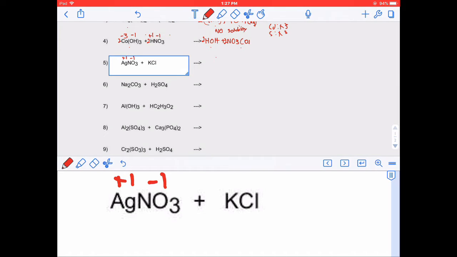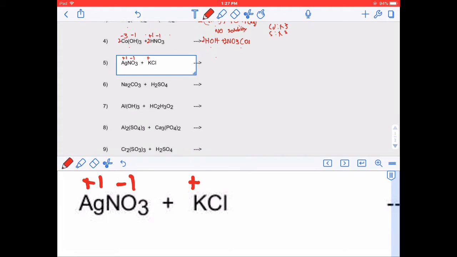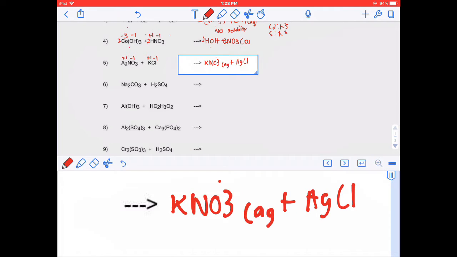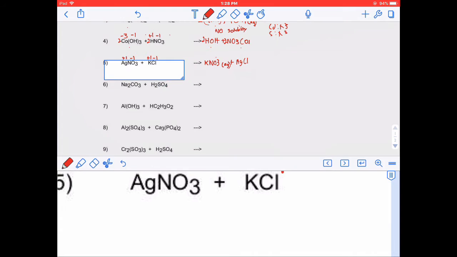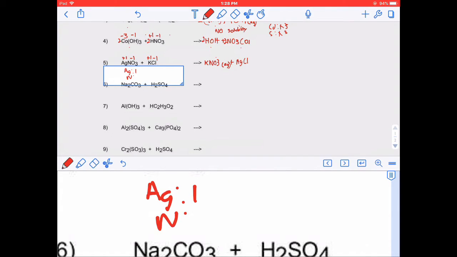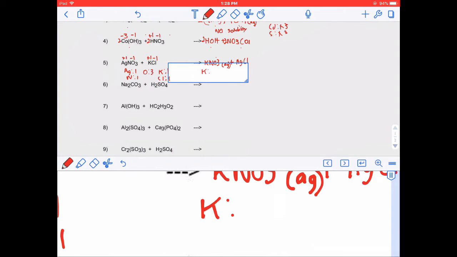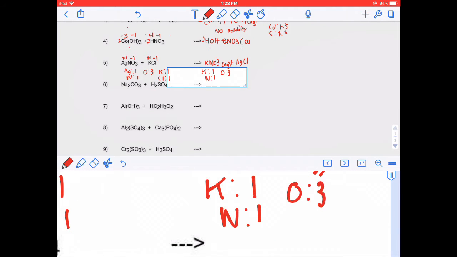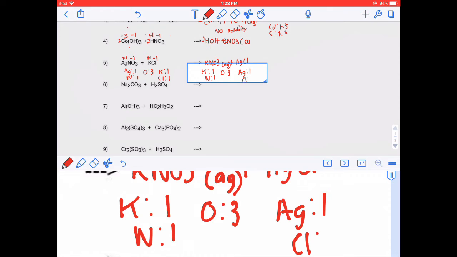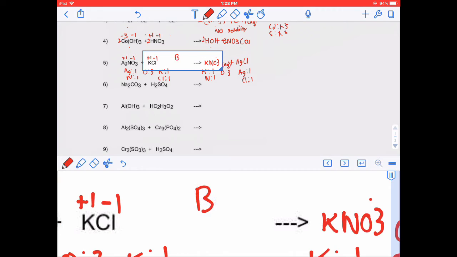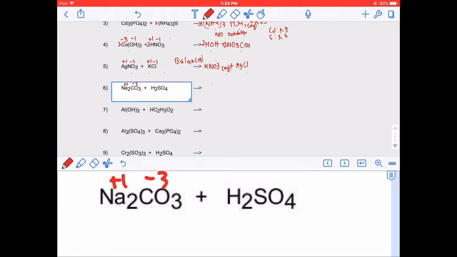For this one, the Ag has a +1 charge, the NO3 has a -1 charge, the K has a +1 charge, and the Cl has a -1 charge. This is a rare occurrence where every charge does cancel out, so I don't have to put anything extra, and the KNO3 is soluble according to the chart. So it is aqueous in parentheses as we see there. I'm just balancing it out now. Sorry for the background noise. They're now balanced, and that's it.